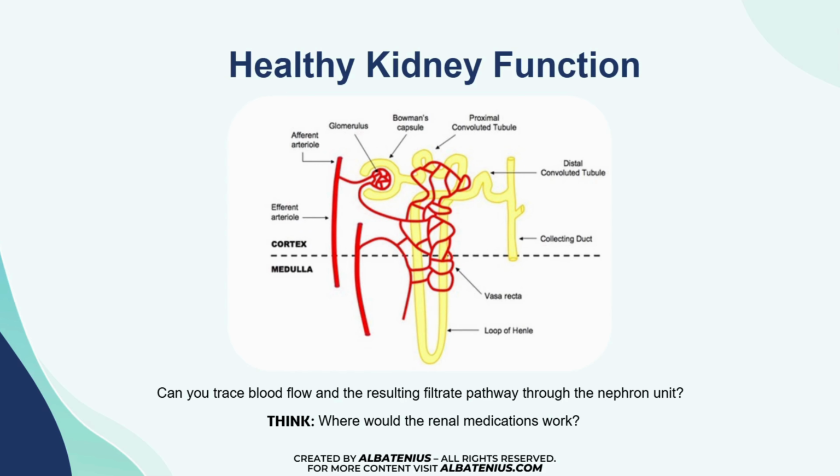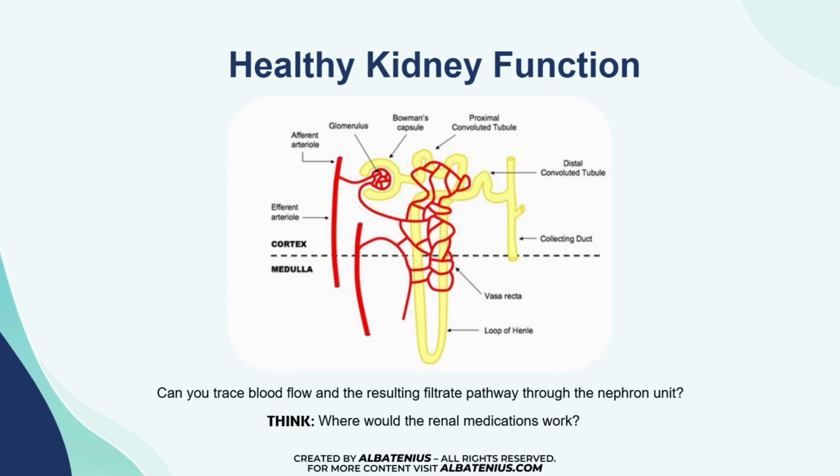When we're thinking about renal function and blood flow and filtrate production, I want you to be able to visualize what that looks like in each nephron unit, right? So the nephron unit contains these various components: the glomerulus, the Bowman's capsule, the proximal and distal convoluted tubules, your loops of Henle, and your collecting duct that leads to excretion, right?